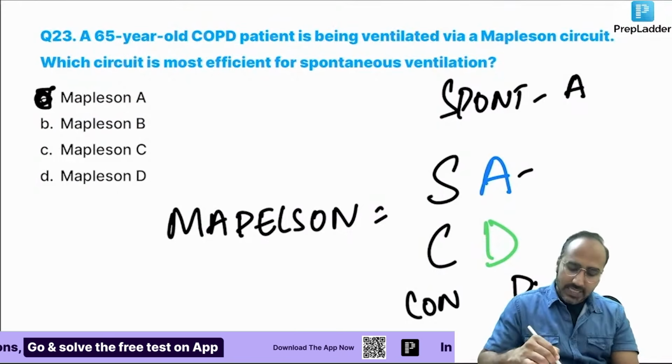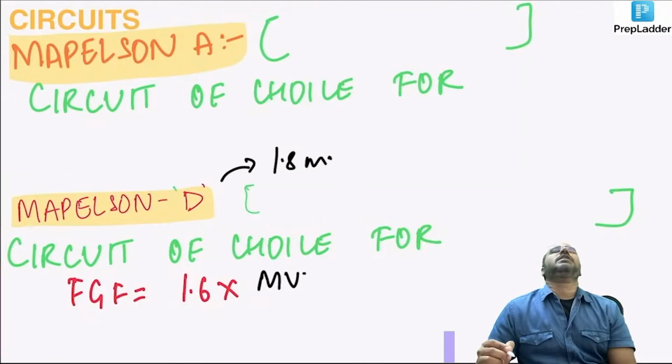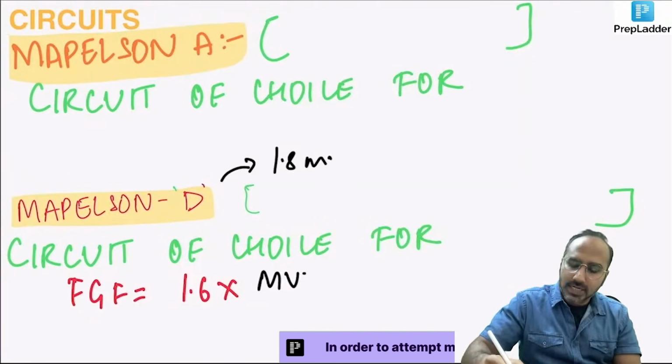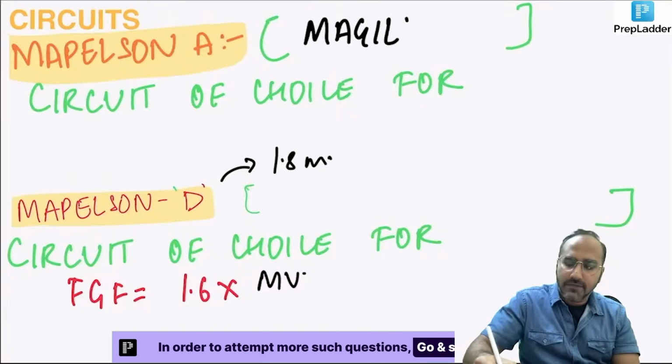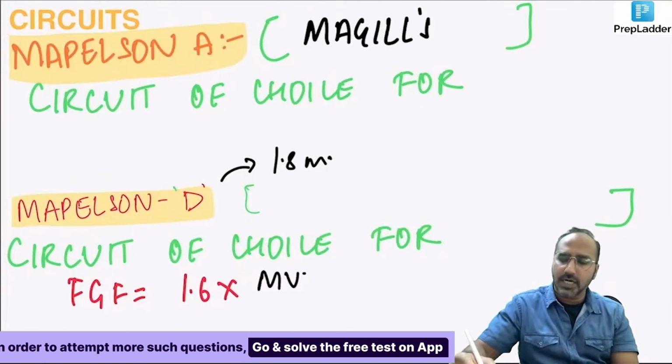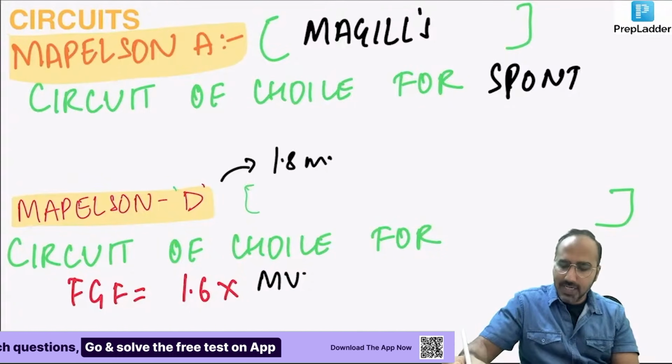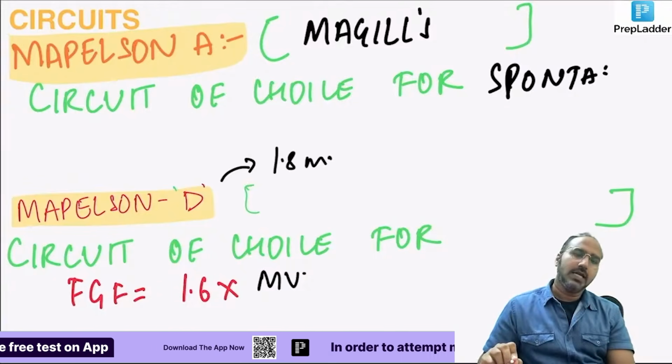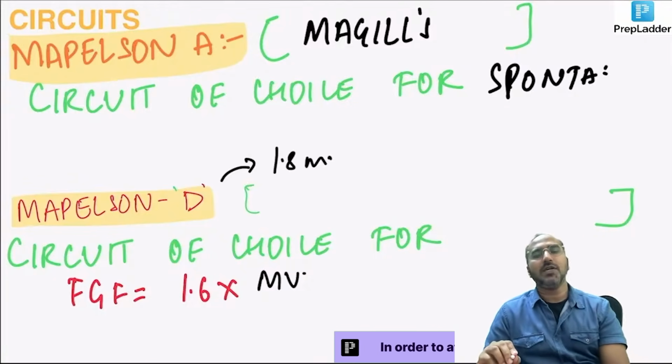As the question was asking, the circuit of choice for spontaneous ventilation is the Mapleson A circuit, also called the Magill circuit. Why? Because it was modified by Magill. It is the circuit of choice for spontaneous ventilation. When you are giving the fresh gas, it should be equal to the minute volume.